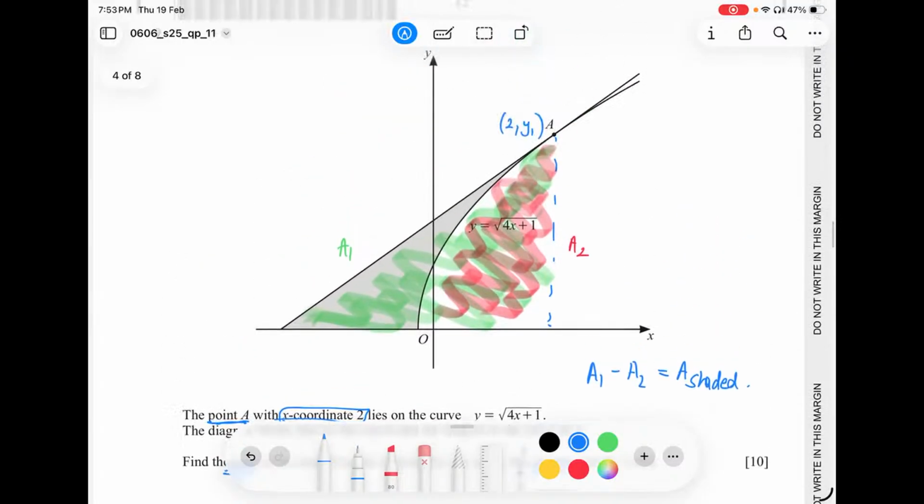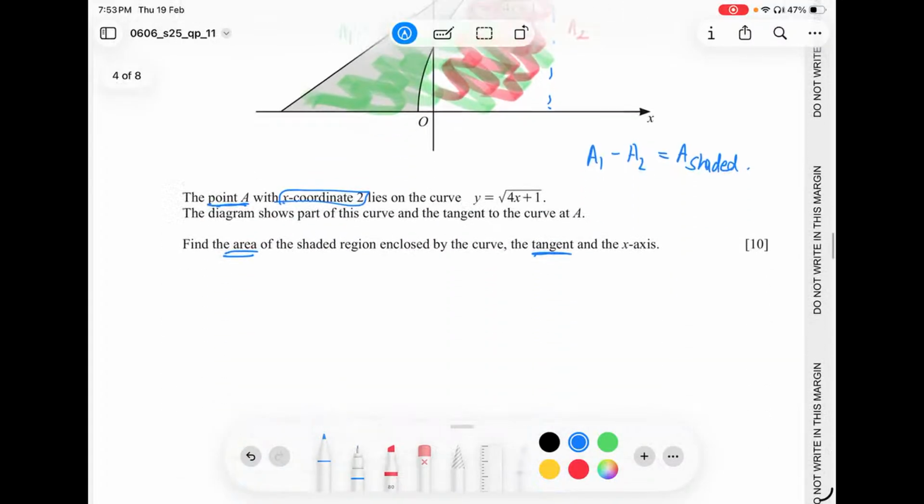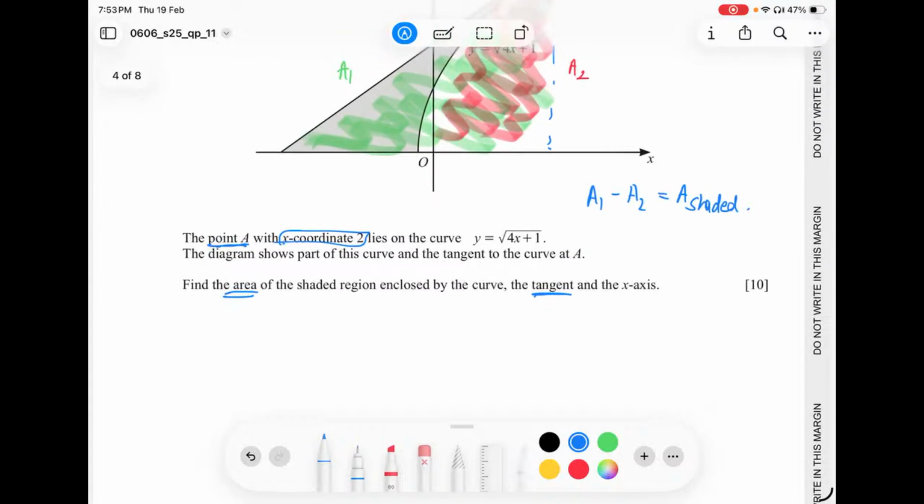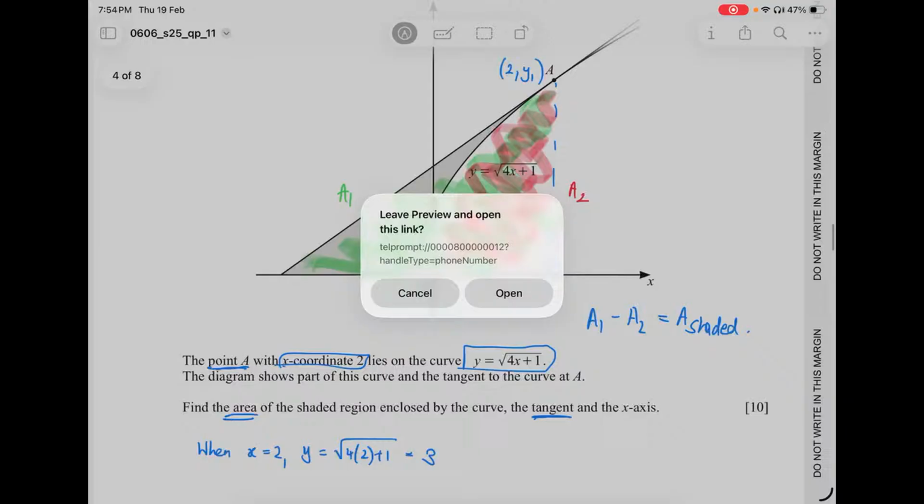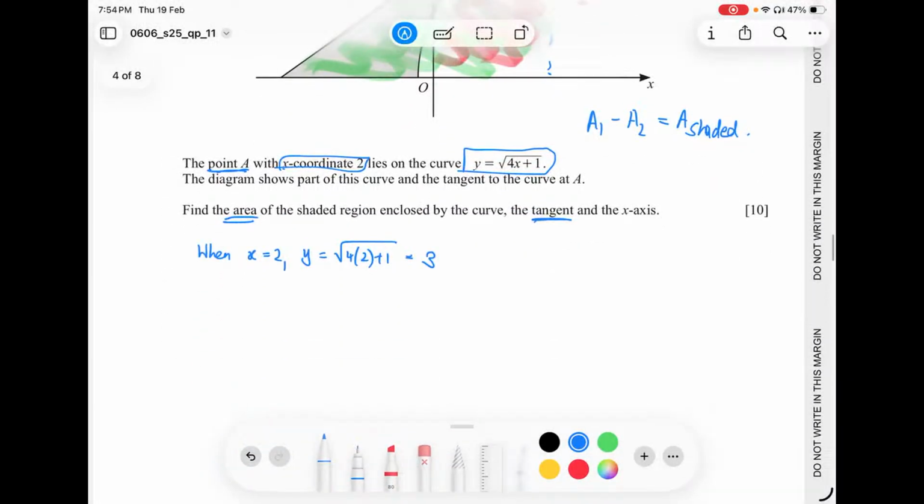So first, to do this, we need to know the y coordinate of A. So how are you going to find that? We just substitute the x coordinate of A into the curve because it's intersecting the curve. So when x is equal to 2, y is going to be equal to root of 4 times 2 plus 1, which is going to be 3. As you can see, this is on the positive y-axis. You take it to be the positive 3. So then, therefore, the coordinates of A will be (2, 3).